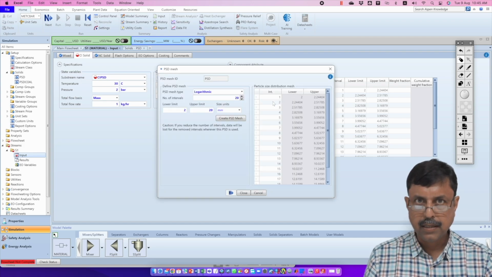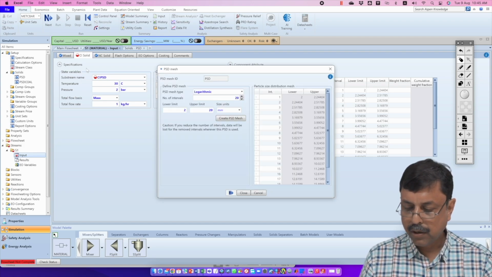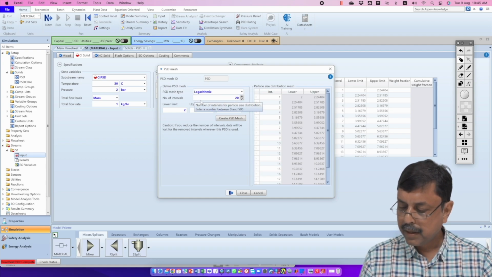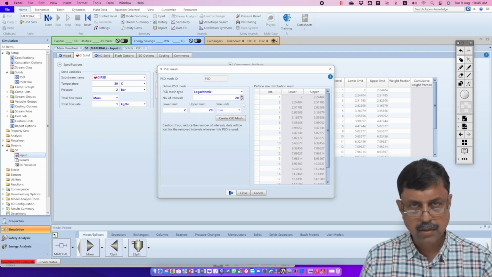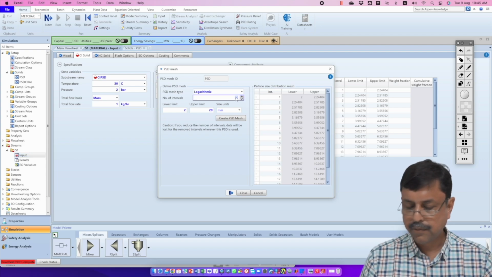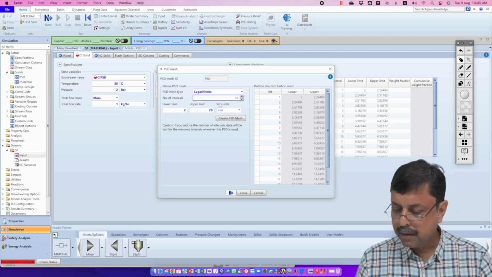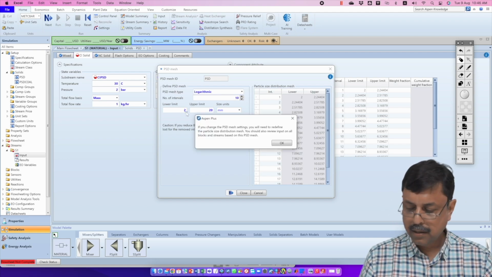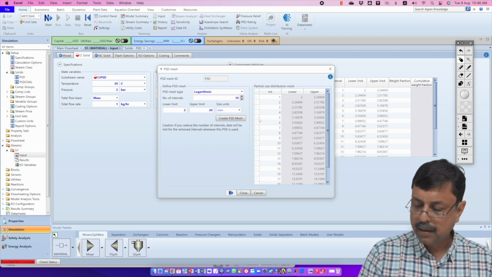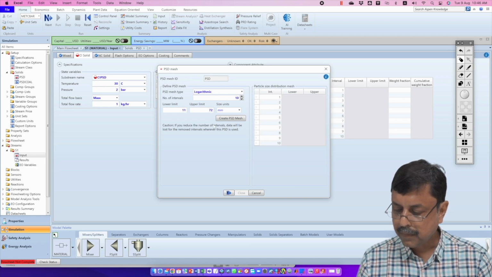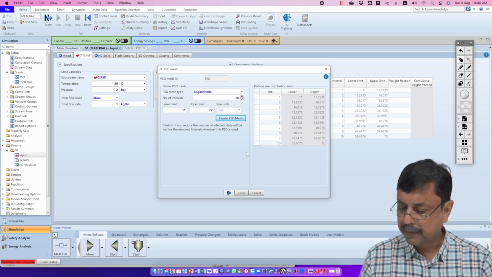You can edit it anywhere. So there also you can edit, here also you can edit. So this is logarithmic interval. Say I will reduce the interval to 10, and it is between 11 and 72. Okay, so I create this mesh.